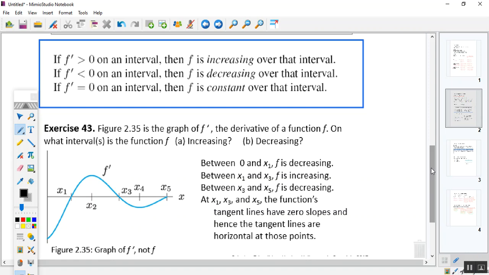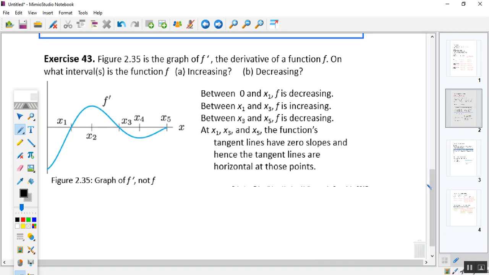So let's talk here real quickly. Because in this example down here, things get a little trickier. Guys, exercise 43, figure 2.35 below, says it's the graph of what this time? F prime. Okay. This is not saying that this is some function we have to graph the derivative for. They're saying there was some function that preceded this, and they went ahead and did what for us? They graphed the derivative for us. This is the derivative. Okay. Let's just talk right here, guys.